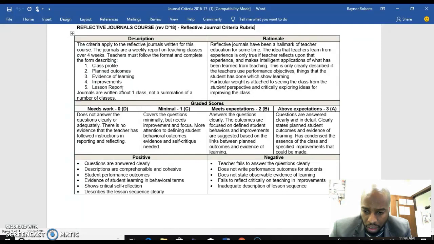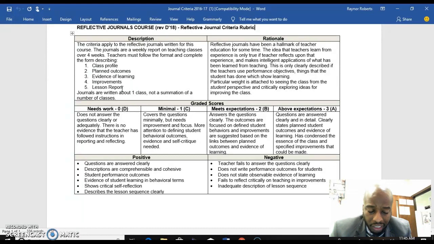Student performance outcomes. Are they performance based? Are they SMART? Evidence of student learning in behavior terms. What he means by that is what you see them do, not what you think or feel. What you actually see. What's the evidence? If you ask them to write a sentence, and the outcome is that students will be able to write a simple sentence, behaviorally, were they able to write the sentence?